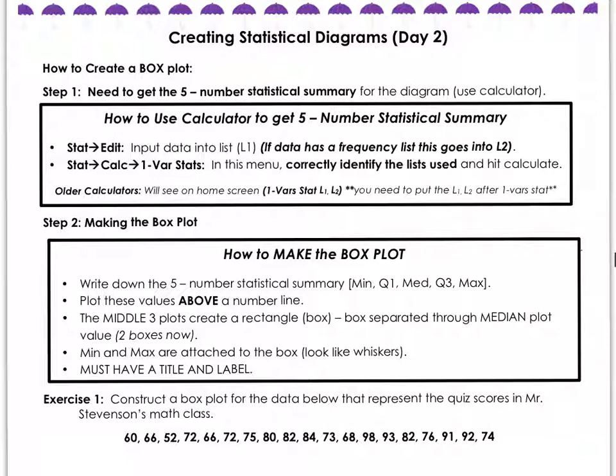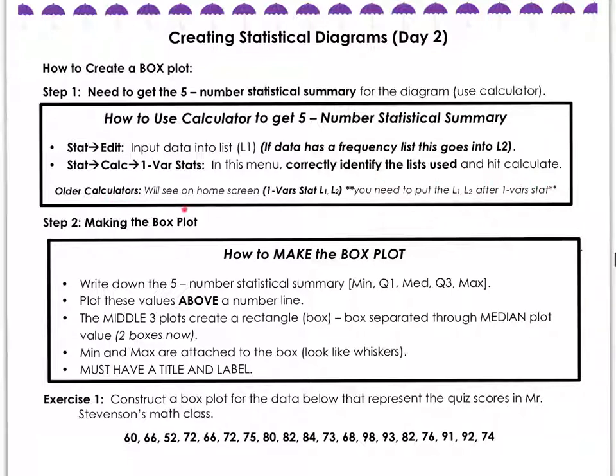So how do we use the calculator to get those 5 numbers? You need to start by going to Stat and then over to Edit like we've done in the past. You will input the data into the list L1. If the data has a frequency list, that needs to go into L2. Then you'll go back to Stat, over to Calculate, and go to 1var stats. In this menu, you need to correctly identify the list used and then hit Calculate.